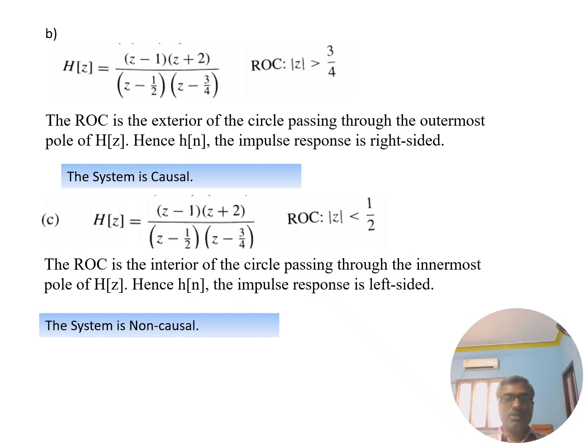When we look into the third problem, the system function is H of z equal to (z minus 1) into (z plus 2), divided by (z minus 1 by 2) into (z minus 3 by 4). There are two poles. One is 1 by 2, another pole is 3 by 4, and the ROC is less than 1 by 2. So the ROC is less than the highest pole.